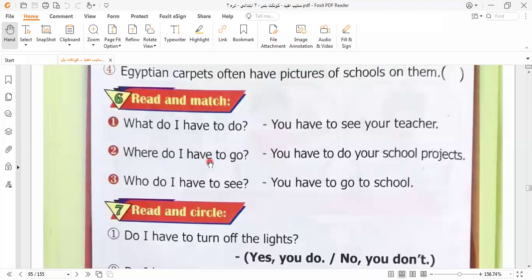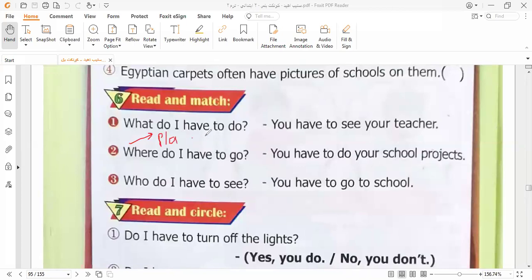Where do I have to go? You have to go to school. Why do I answer by this? Because here we have where. Where asks about place, as we learned it before. Okay, we learned it before.